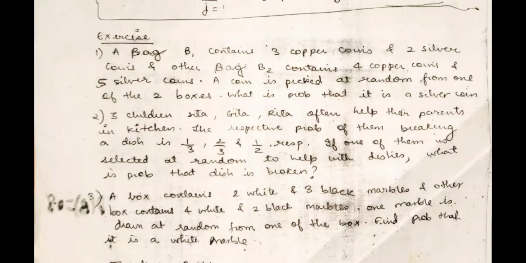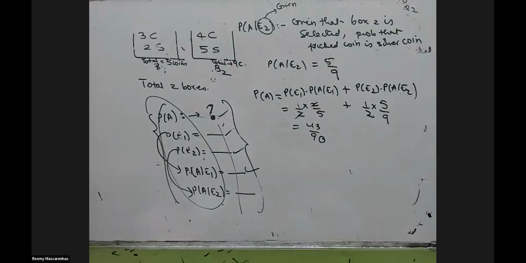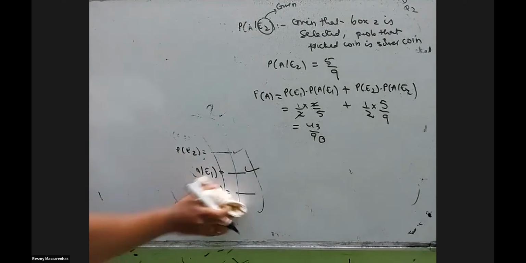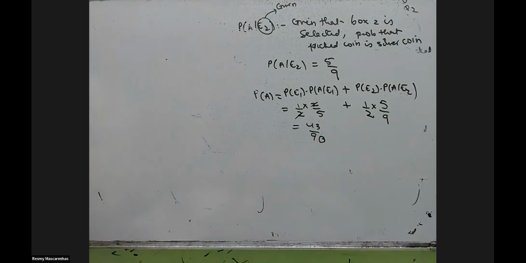Now, if one of them is selected at random, you don't know which one the parent is choosing out of these 3, and that child is sent to the kitchen. Now, what is the probability that the dish is broken? So you don't know which one is selected. If one of them is selected, what is the chance that the dish is broken? So there are 3 children. Instead of 3 boxes, now it will be 3 children.